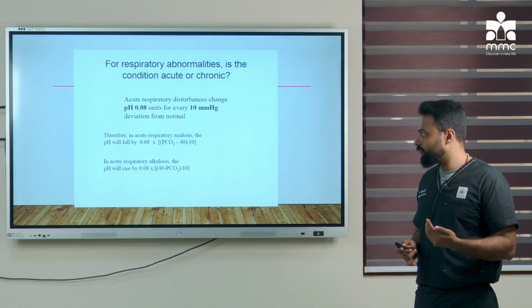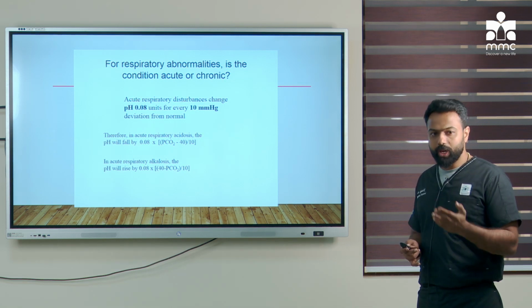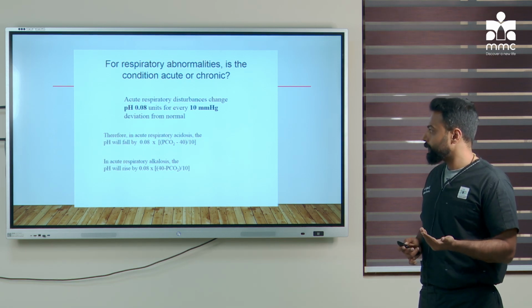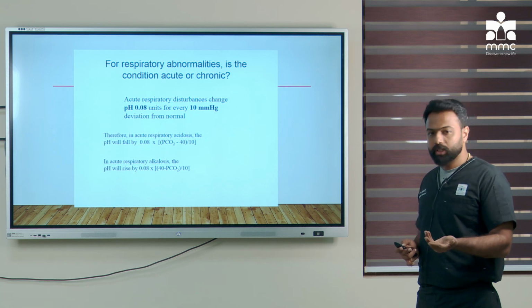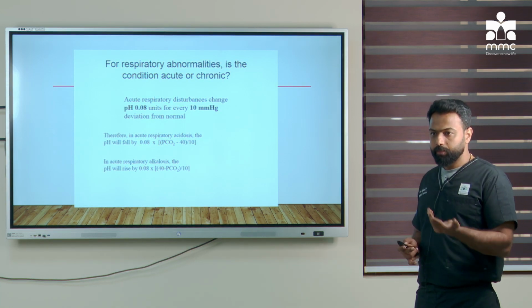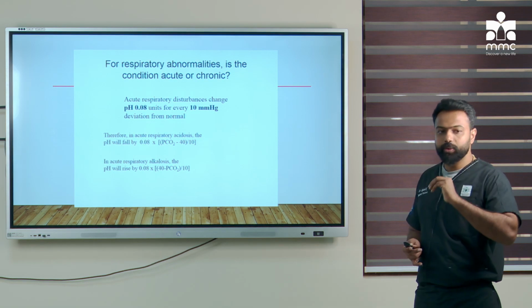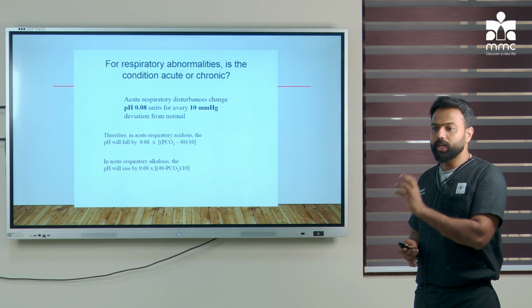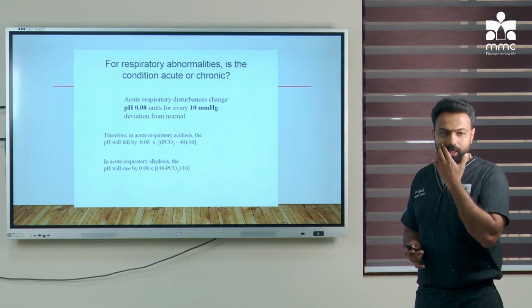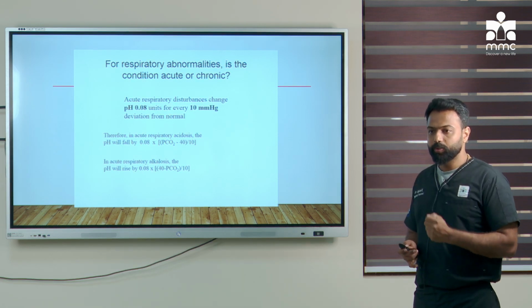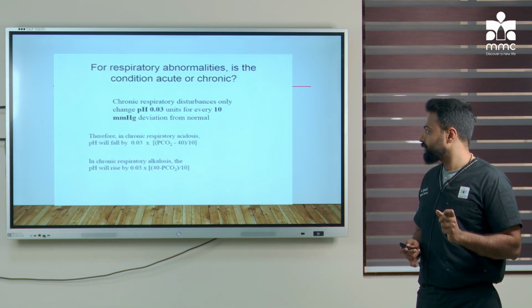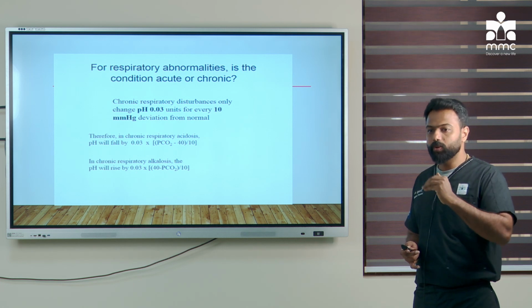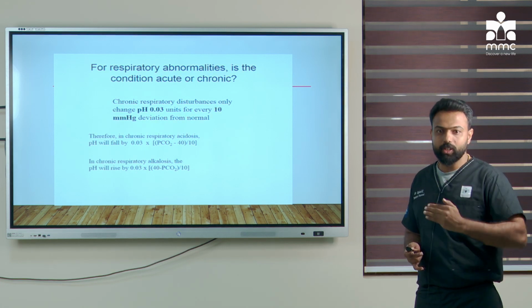So how do you differentiate acute from chronic? You take the PCO2 value, subtract the normal value, which is 40, divide by 10, and multiply by 0.08 for acute. Means if a patient has acute respiratory acidosis, the pH changes by 0.08 for every 10 change in PCO2. I'll give you an example, then you will understand. In the chronic case, the change will be 0.03. Chronic pH will not change that much, right? It is a chronic process.